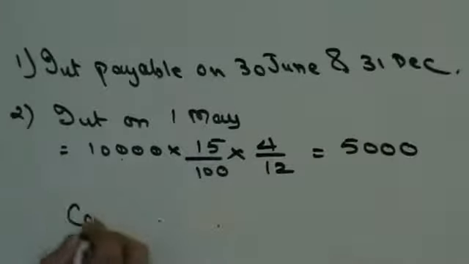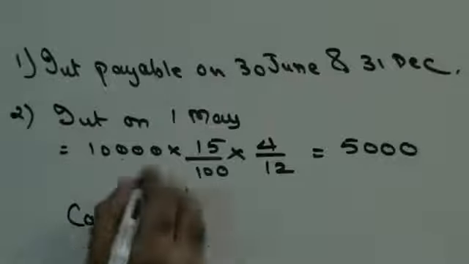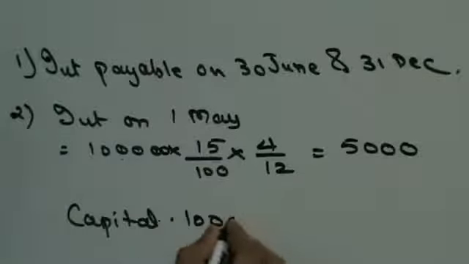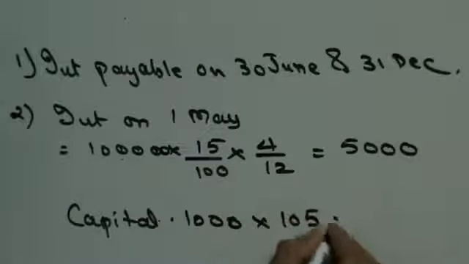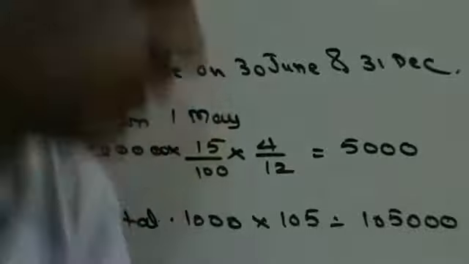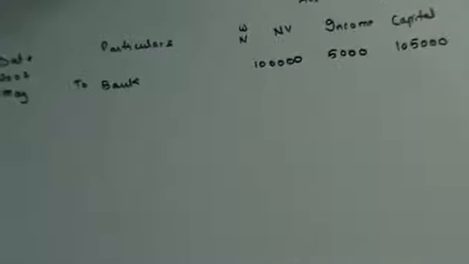Okay. Now the capital value. If she has purchased 1 lakh worth debentures, that means she must have purchased 1,000 debentures at the rate of 105. 1 lakh 5,000. Since this is ex interest, you don't have to deduct the interest. Let's record the transaction, guys. So interest amount is 5,000 and capital is 1 lakh 5,000. Right? Let's move on ahead.